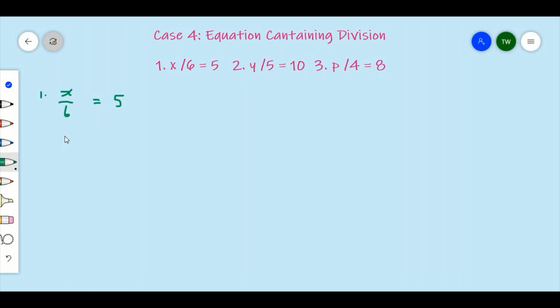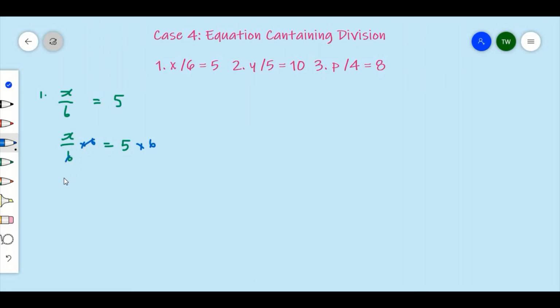I'm going to write back what I have, which is x over 6. Leave a little space, put equal 5. I'm going to use a different color to show. So I want to get rid of this 6. I'm going to multiply this side by 6. And I'm also going to multiply this side by 6. Here, 6 will cancel out 6.